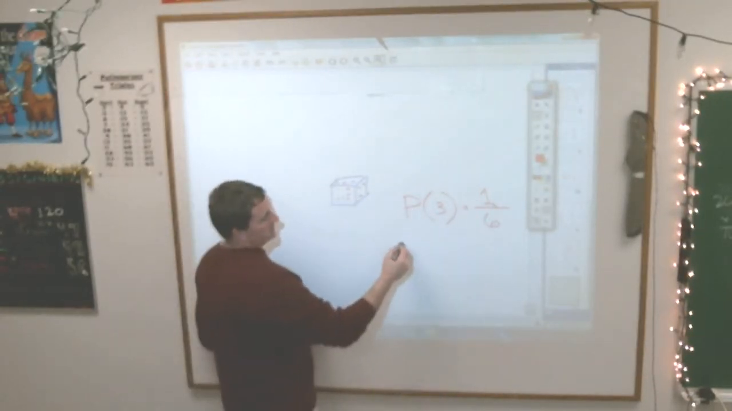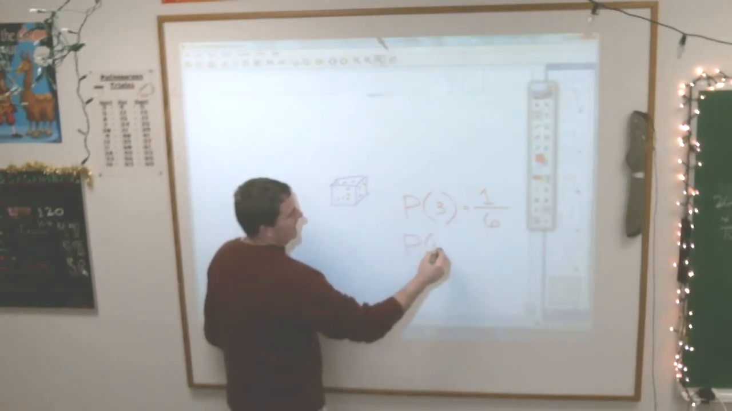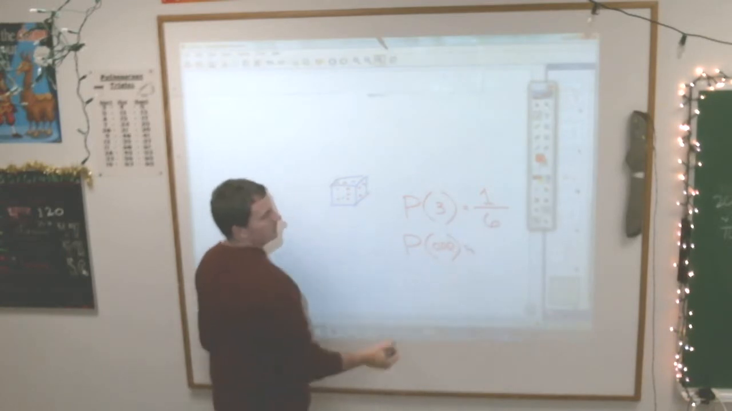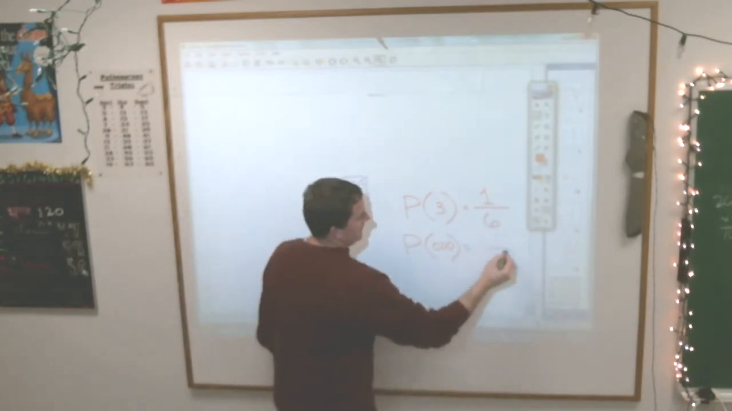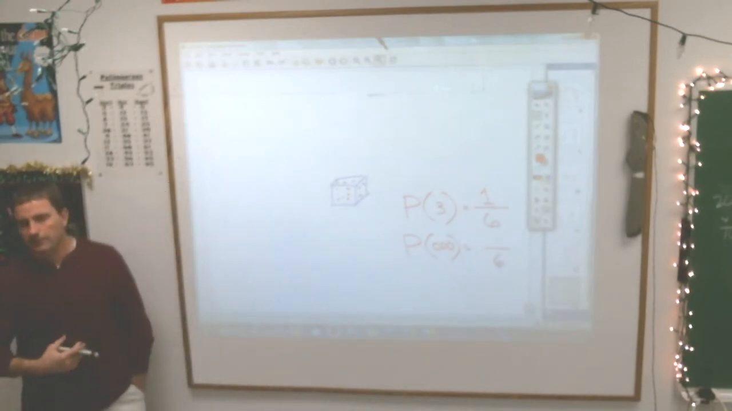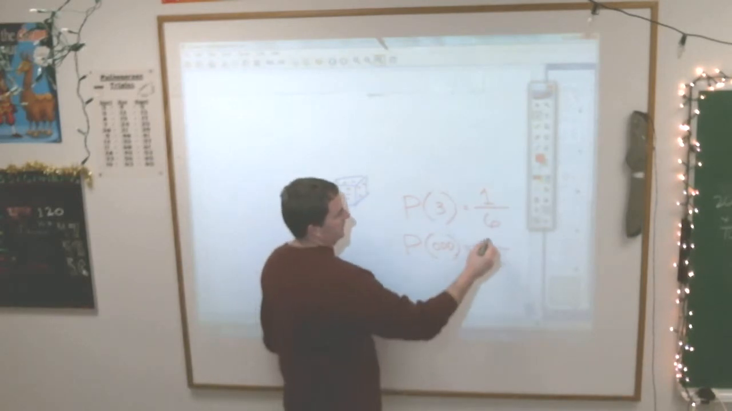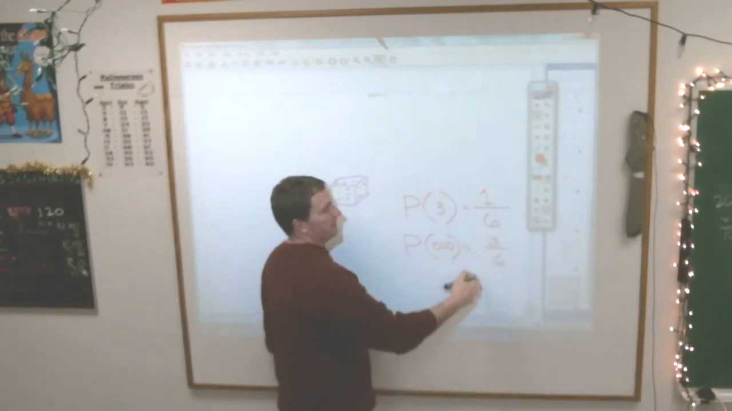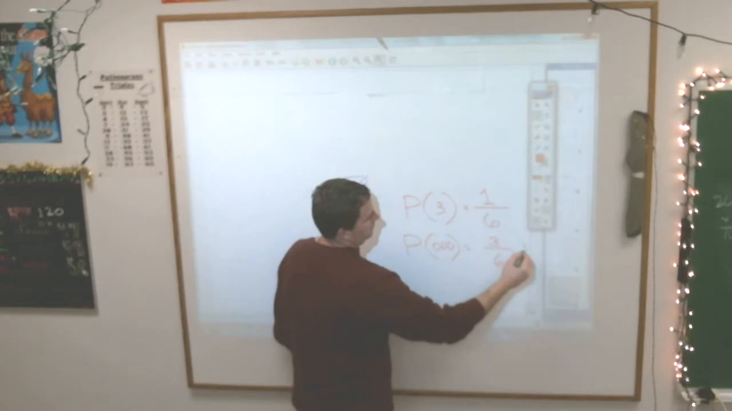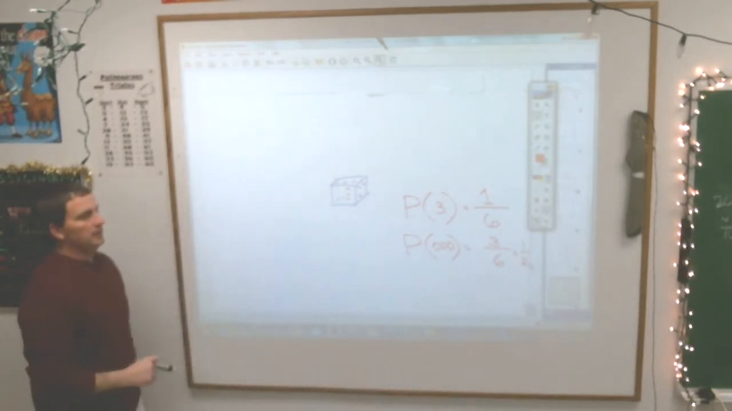What about this? Let's mix it up a little bit. What about the probability of getting an odd number? Now, we still have 6 sides on the die. How many of those 6 choices would be odd numbers, Jaden? 3. So the probability is 3 out of 6. If you're a reducing sort of person, it would still be the probability of 1 half.